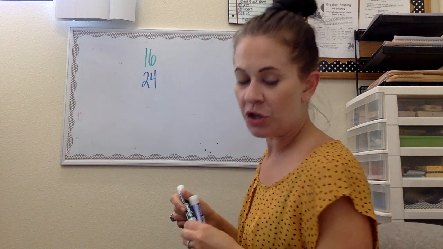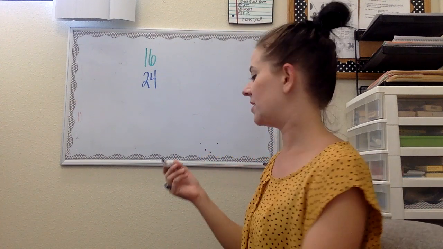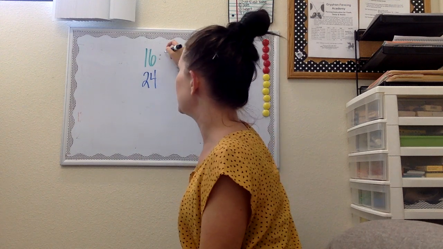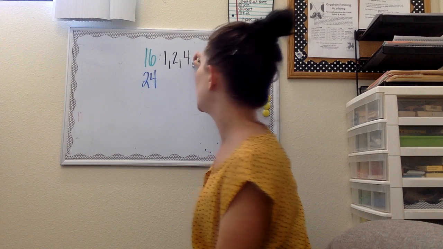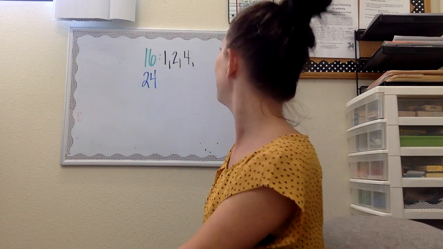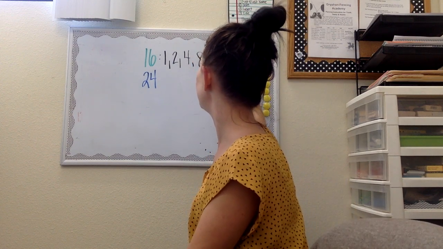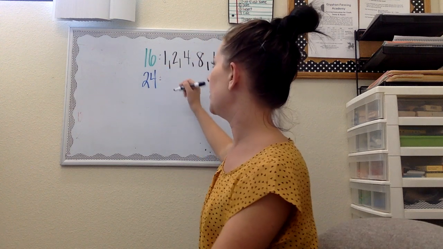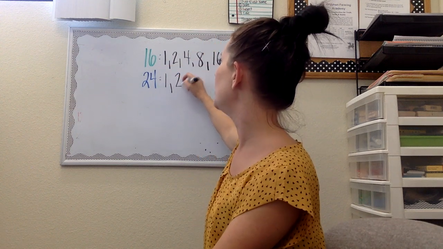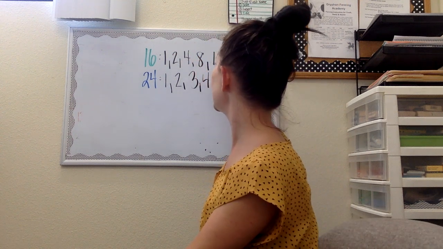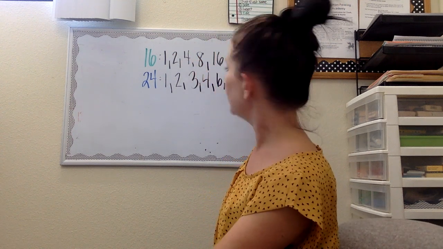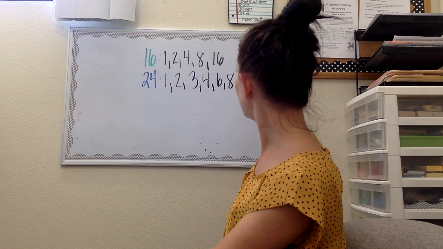So here we go. The first thing we want to do is find out the greatest common factor. So what are the factors of 16? The numbers that go into 16. 1, 2, 4. Let's make sure I don't miss any of them. 8 and 16. And then numbers that go into 24: 1, 2, 3, 4, 6, I know 8, 12, and 24.